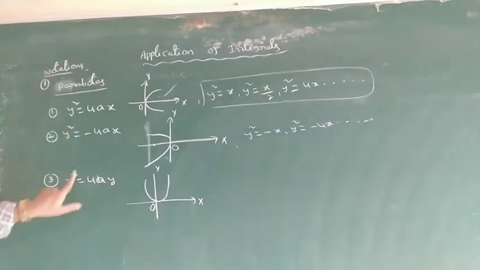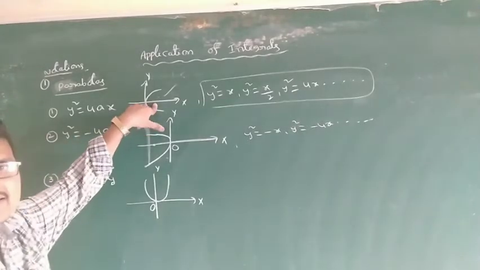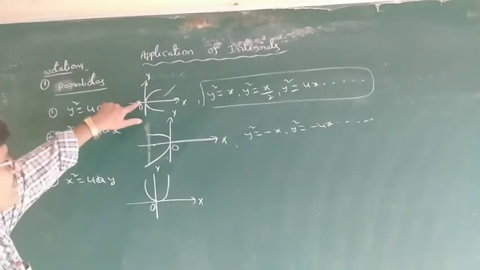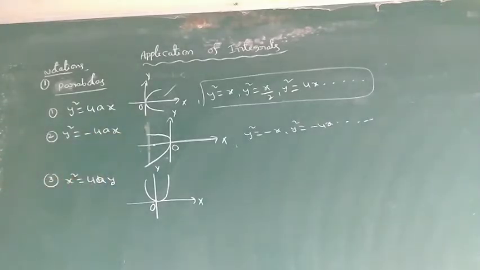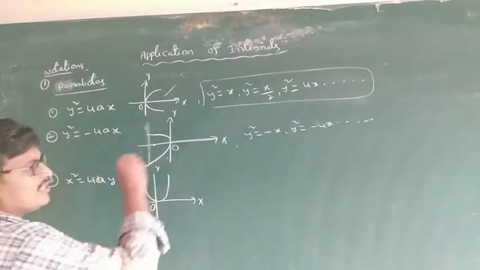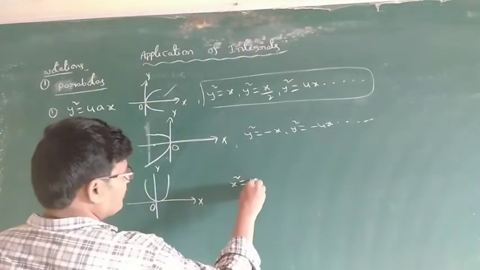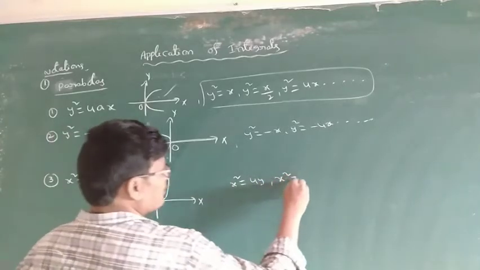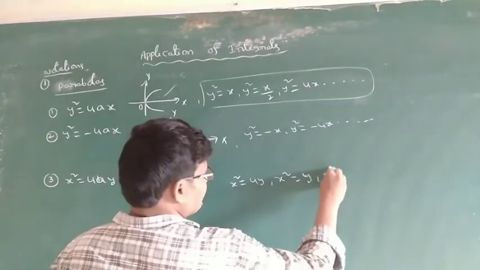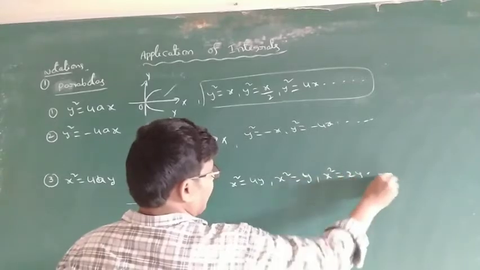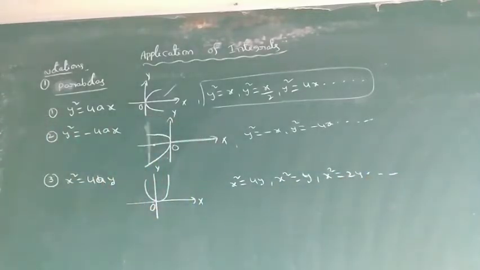These both are x-axis parabola, along the x-axis, and this is along the y-axis. So this curve is the same as x square is equal to 4y, x square is equal to y, x square is equal to 2y, etc. These curves all are the same curves, can be drawn in the same diagram. Next, fourth one, x square is equal to minus 4ay.